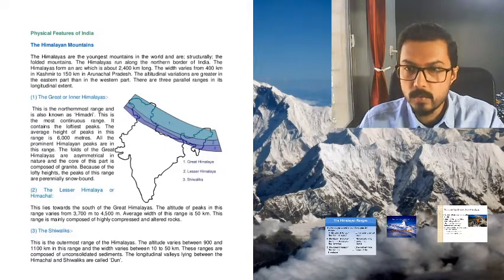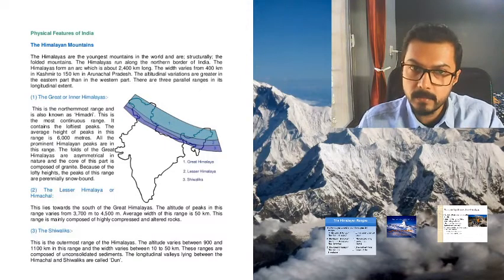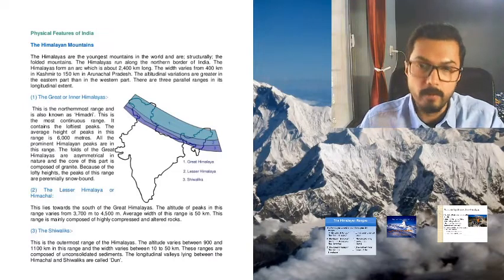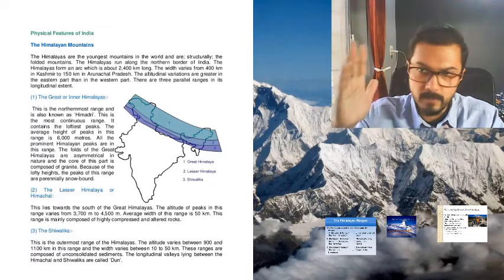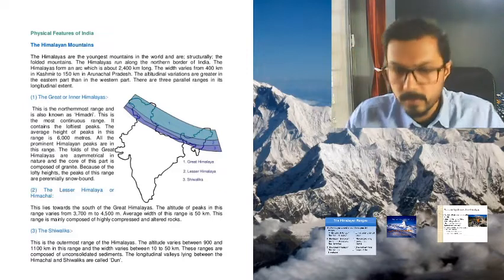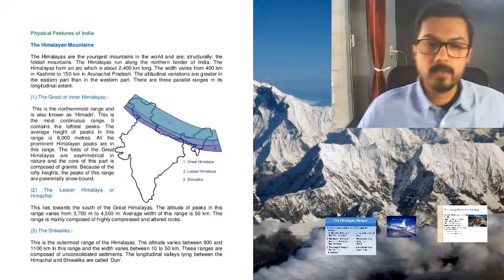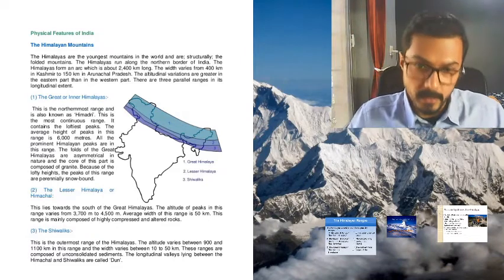So you can see over here, comparing the 1, 2 and 3, the Greater Himalayas has the highest width over here and the loftiest peaks. Lofty means tall, okay, lofty means tall. So the tallest peaks you will find over here are in the Greater Himalayas.